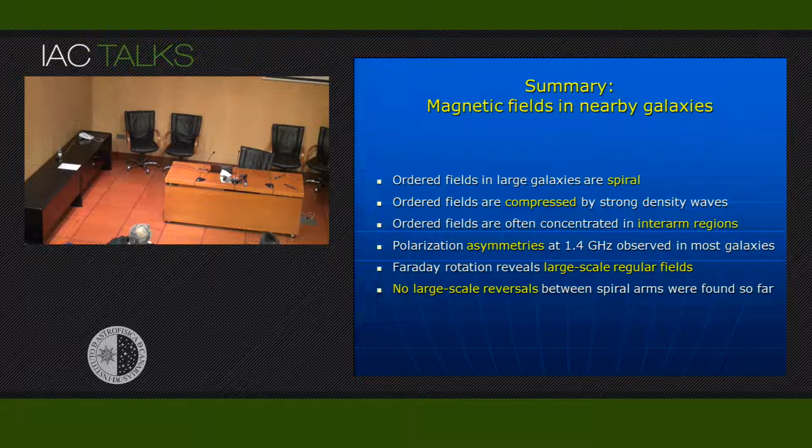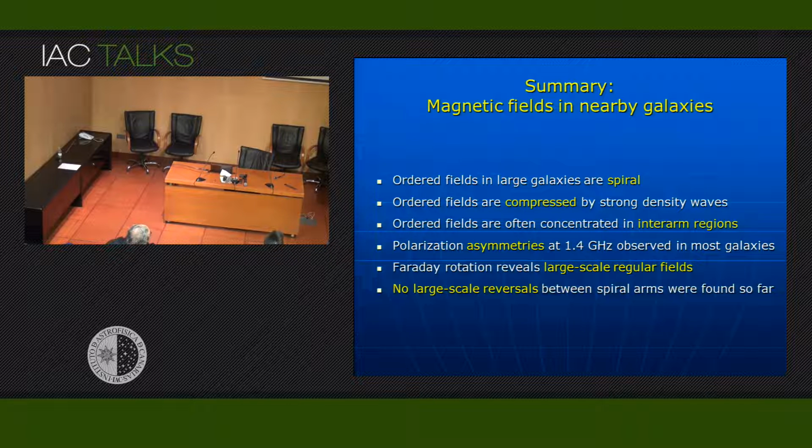Okay, so summary of nearby galaxies. The ordered fields are of spiral shape. They are compressed in strong density waves, but they are also often concentrated in interarm regions. I had no time to mention this one, the polarization asymmetries. Just forget about that. Faraday rotation reveals large-scale fields, and there are no large-scale reversals found between spiral arms so far as for the Milky Way. So we don't find any cases like the Milky Way, which is puzzling.